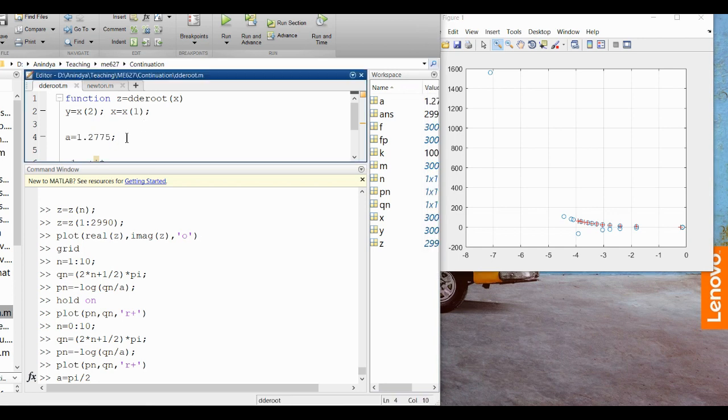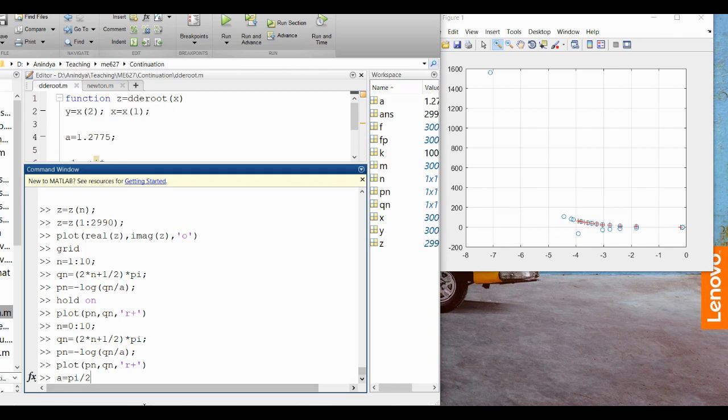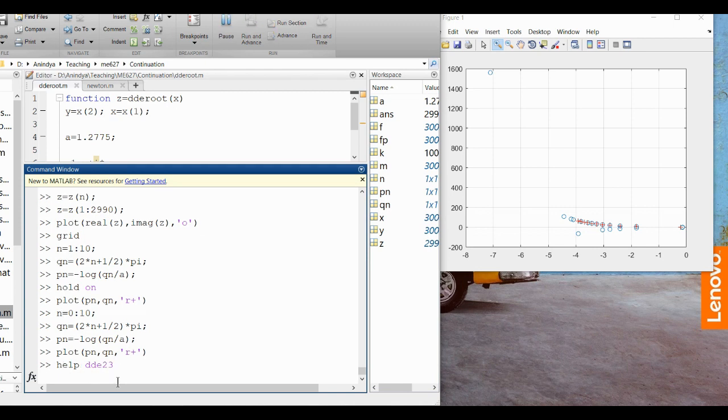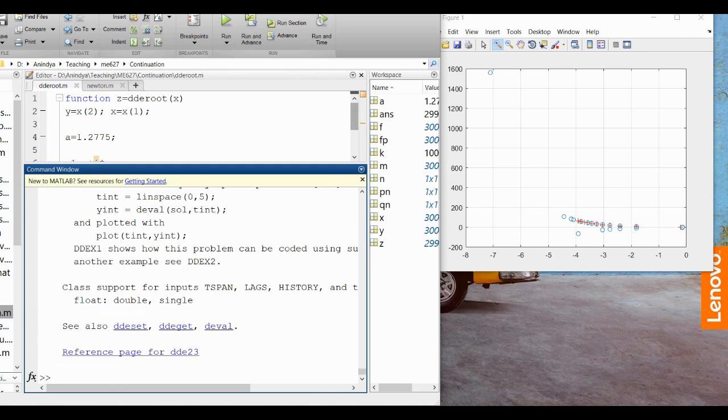All solutions are decaying. Now we have to go to DDE23 to solve that, and we will do that later, but I will just show you how DDE23 works. Let me do that this way.